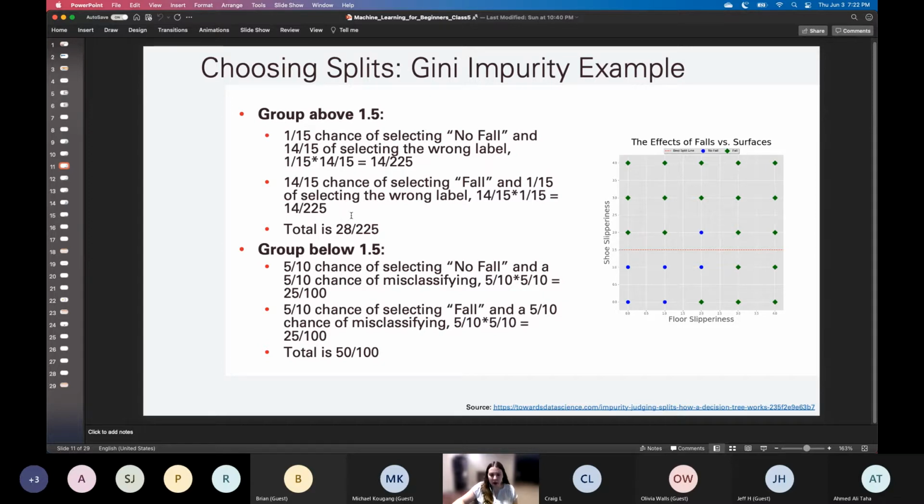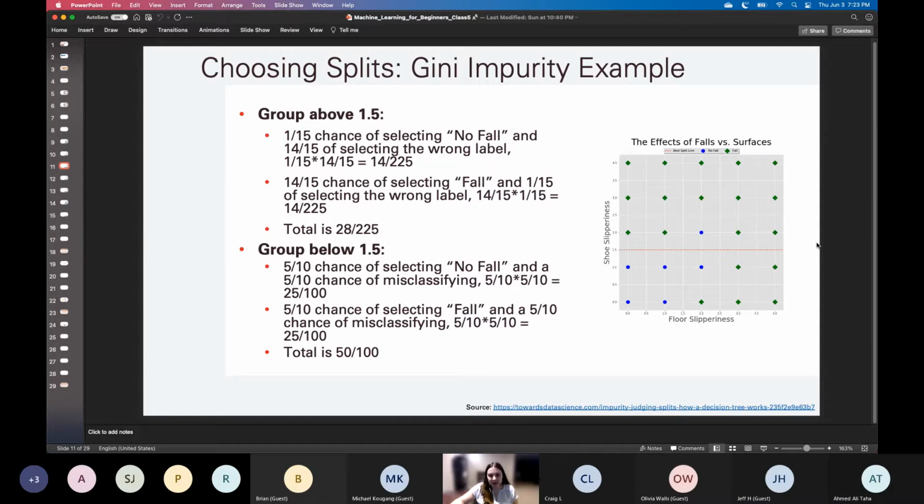In that group below 1.5, there's a 5 out of 10 chance of selecting no fall and getting a misclassification. And if you flip it around, there's a 5 out of 10 chance of accidentally classifying a fall as no fall. Multiplying them together, we get 1/2, 0.5, or 50 out of 100.